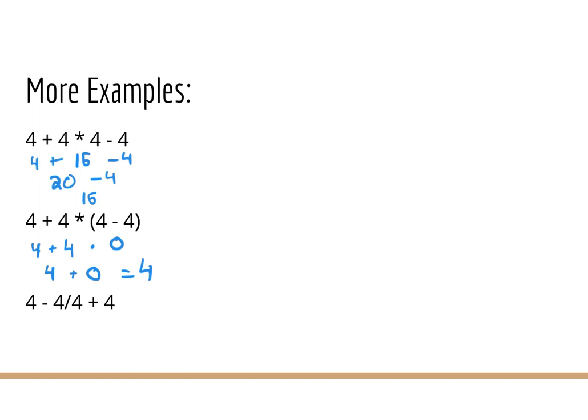Okay, let's do this last example. So we'll do our division first. So 4 divided by 4 is 1. And then we'll do our addition and subtraction from left to right. 4 minus 1 is 3 plus 4. Oh, that looks like a 4 right there. Let me erase that. That was a horrible plus sign. And that is going to equal 7. Hey, there's another way to find 7.